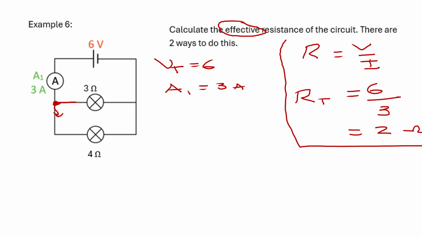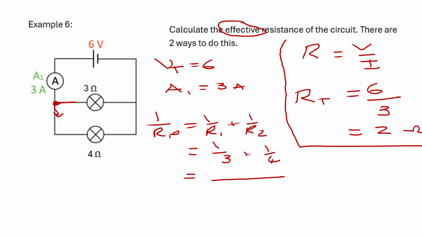But the other way of doing it would be your 1 over Rp is equal to 1 over R1 plus 1 over R2. So we know R1 is 3. We know that R2 is 4. So 1 over 3 plus 1 over 4. Common denominators between 3 and 4, okay, it's going to be your 12. 3 goes into 12 4 times, 4 goes into 12 3 times. So 3 and 4 is 7 over 12.